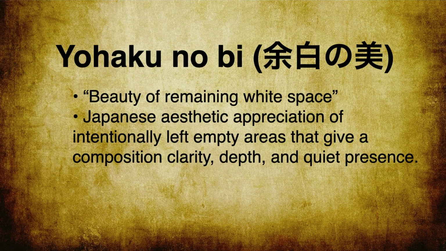things easier. Now, there's a concept used in Japanese art, although the concept actually comes from Chinese art over 1,000 years ago. So yohaku no bi, which is a Japanese concept, literally means, just looking at the kanji, margin, white, and beauty. But it essentially means the beauty of the remaining space. It doesn't have to be white space like on paper, but just empty space. And it's an aesthetic. It's intentionally leaving empty areas that give a composition its clarity and its depth and its quiet presence. And what we're interested in, of course, in this idea is clarity.